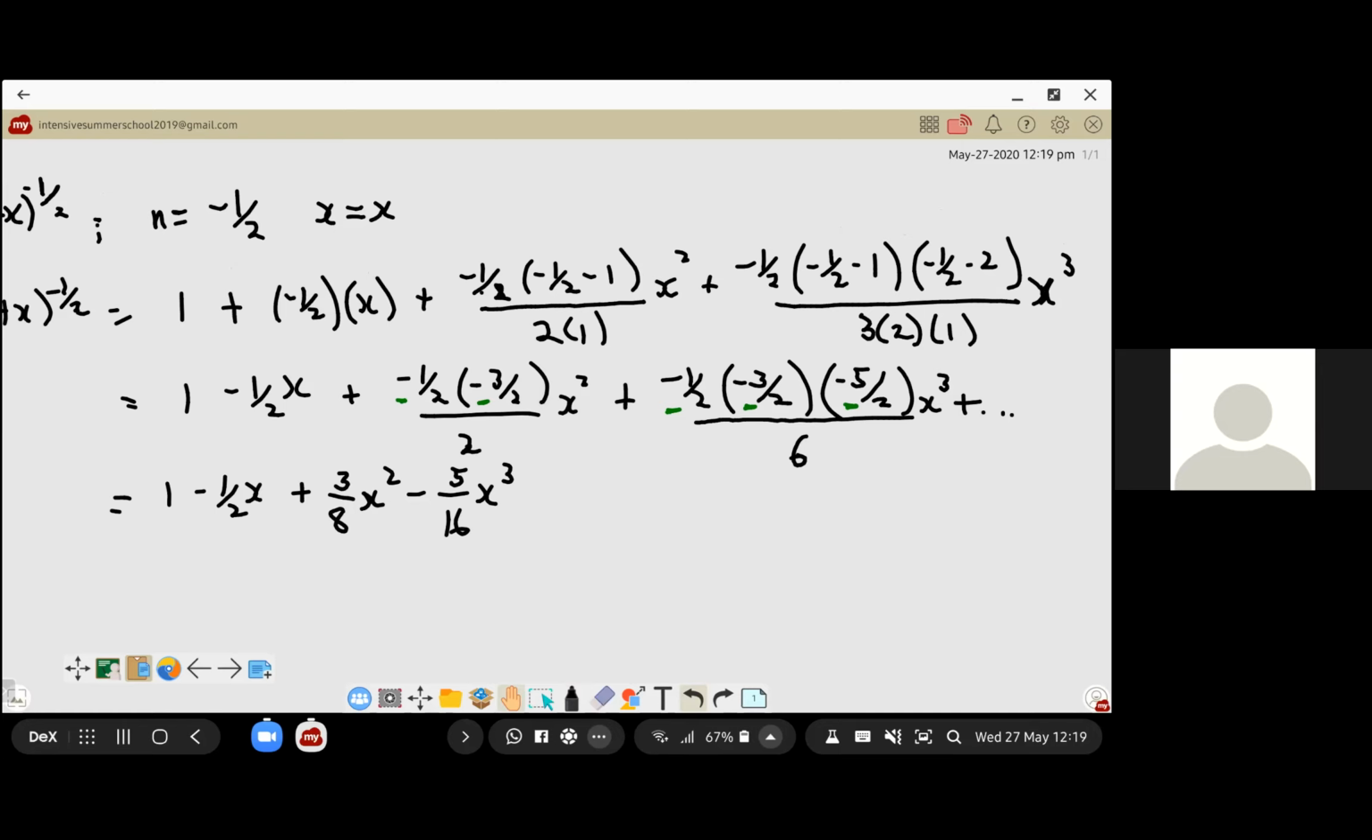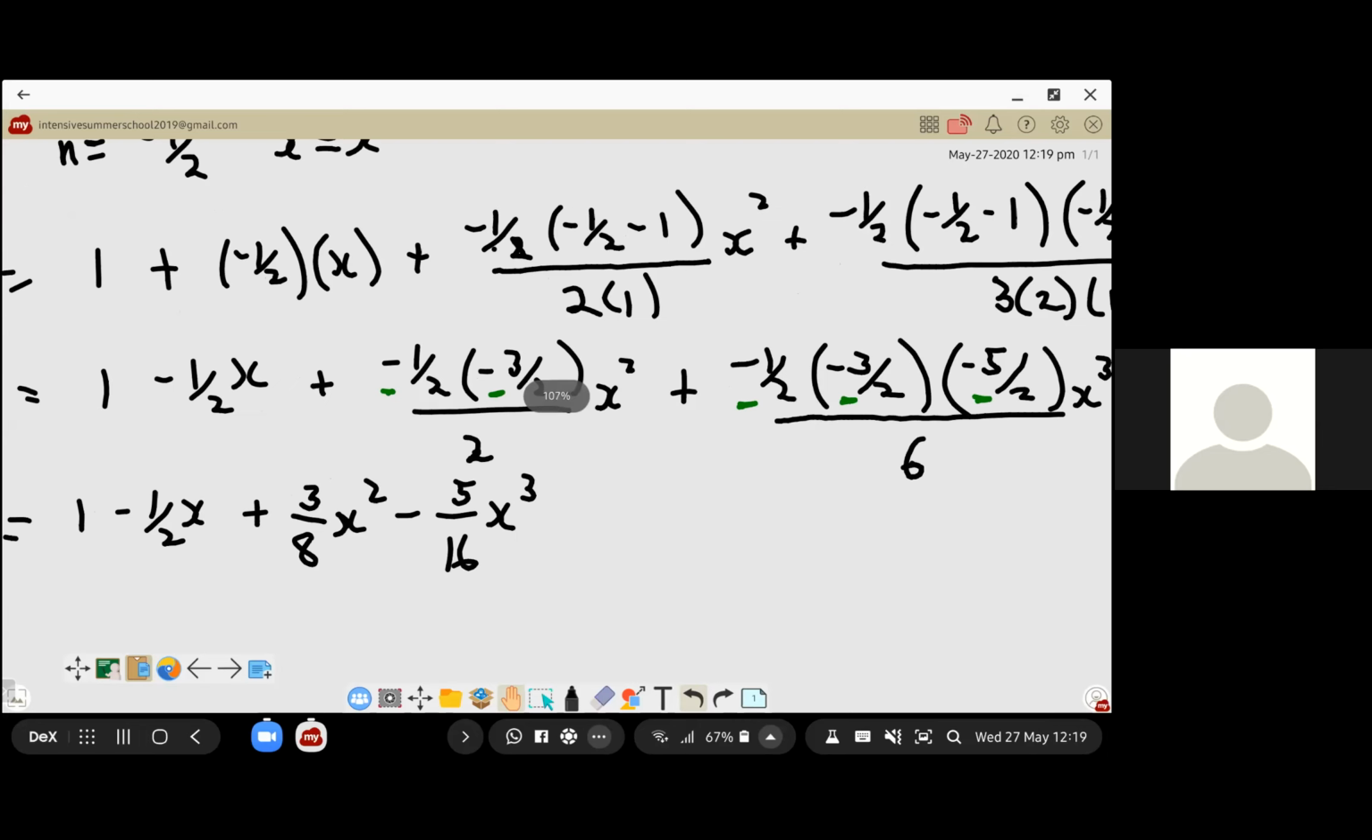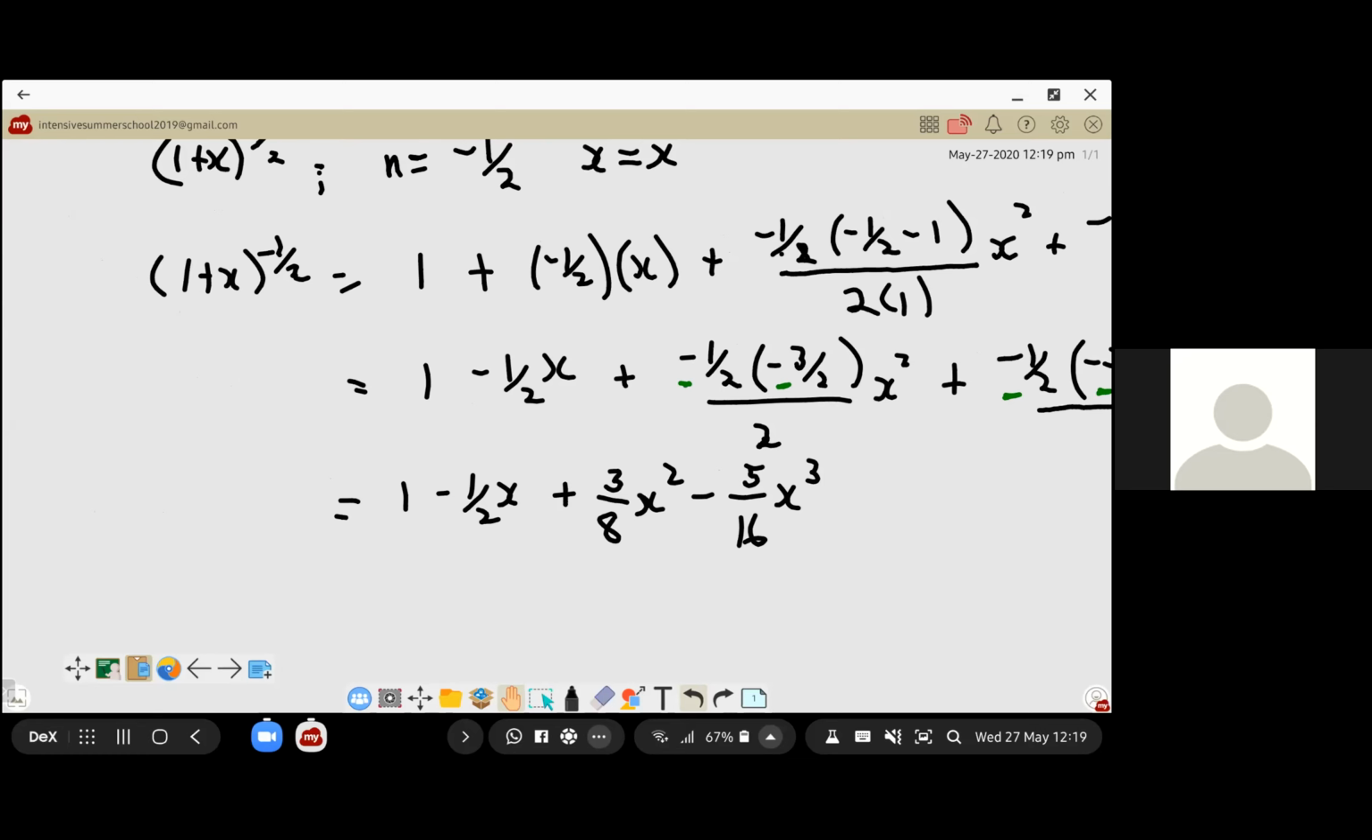The second term is x, the power is x raised to the power 1. The third term is x raised to the power 2. And the fourth term is what? x raised to the power 3. Are you following? I'm trying to establish a point, the part some of you said you didn't understand: why they are multiplying, and why they are taking some things out.